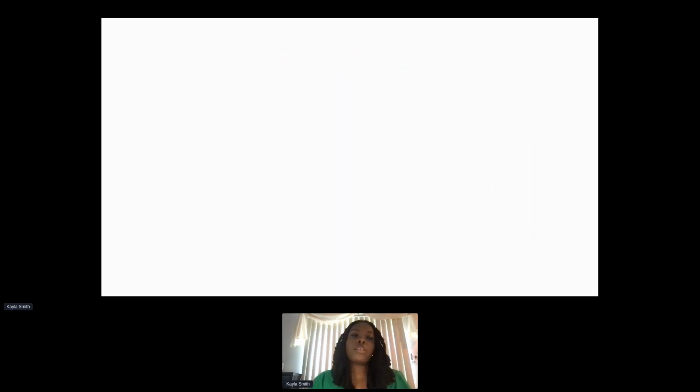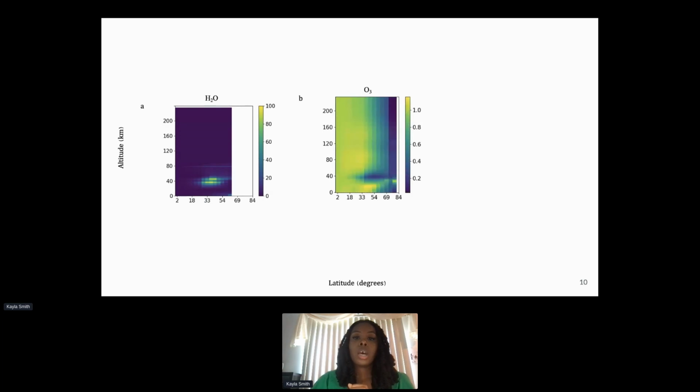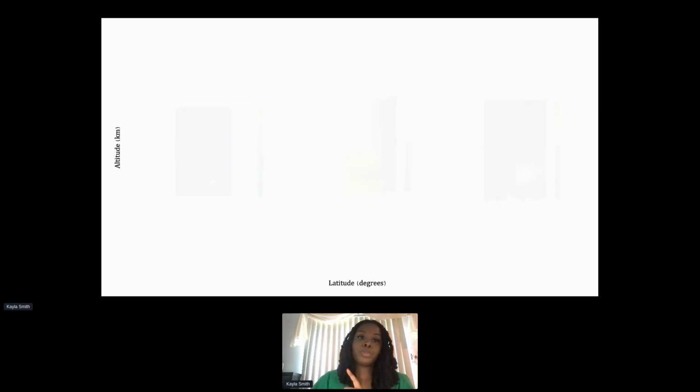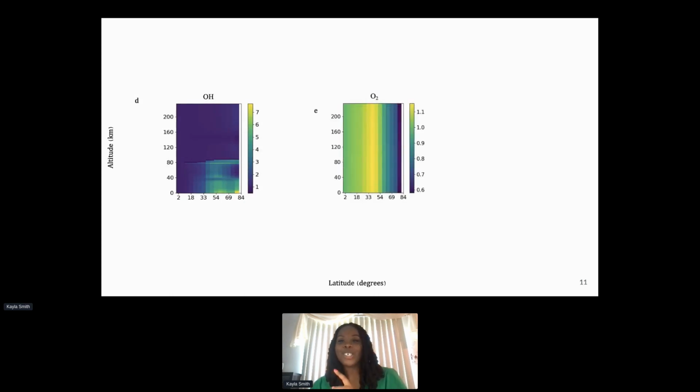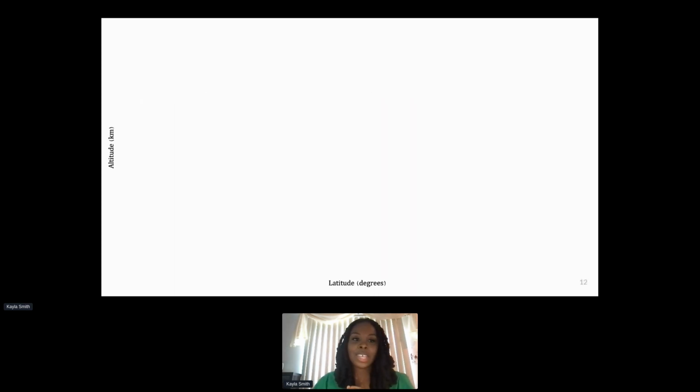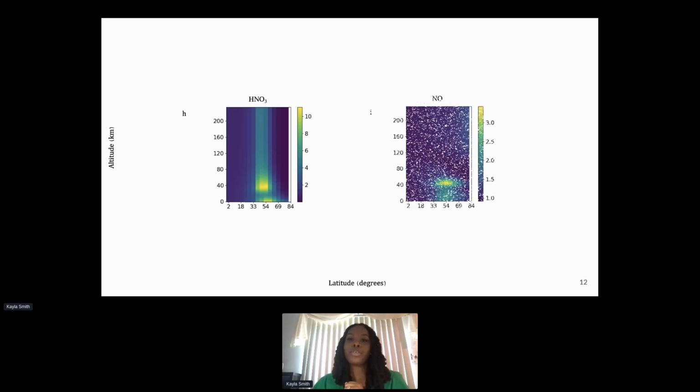We actually did this for a multitude of species: water, O3, HO2, OH, O2, O, HNO3, and NO. As you can see, the latitude bins gave us more realistic input about where these species are peaking in the atmosphere. That's why we added in the 2D photochemical data set, to understand the well-roundedness of where these species are actually peaking in the atmosphere.